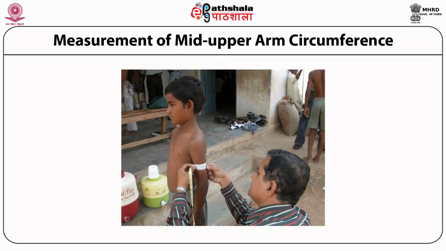Here you can see the mid-upper arm circumference of the boy is being measured. He is standing straight and his hands are hanging loosely on the side of his body. See, the tape is right between the acromion process and the olecranon process. See, the tape is just horizontal, it is not sliding towards any side, and the measurement is being recorded.